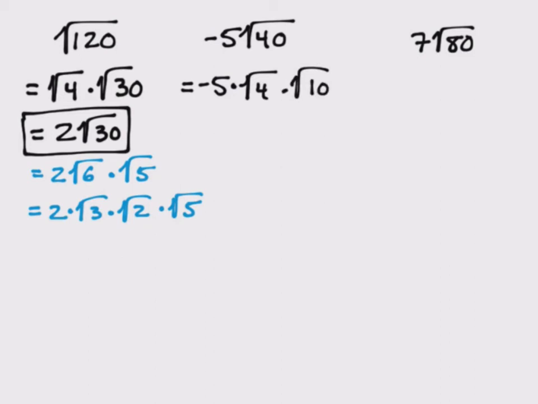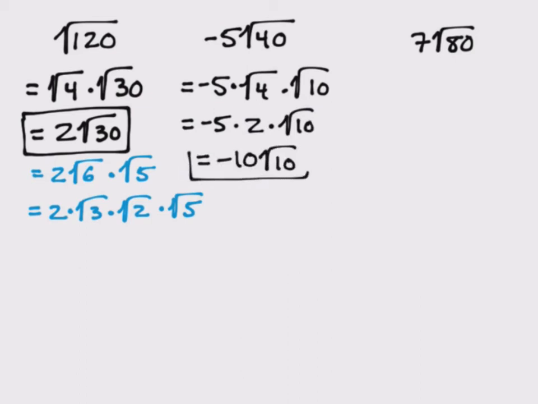All right, the square root of 4, that's nice, that's 2. And we have the square root of 10, and we end up with -10 times the square root of 10. So note, that -5, it just kind of hung out to the side there until we'd done our simplification, and then it showed up again.